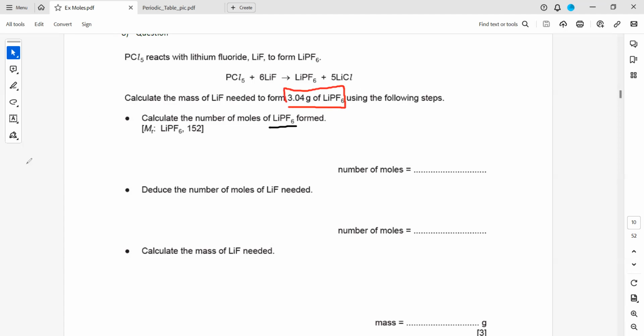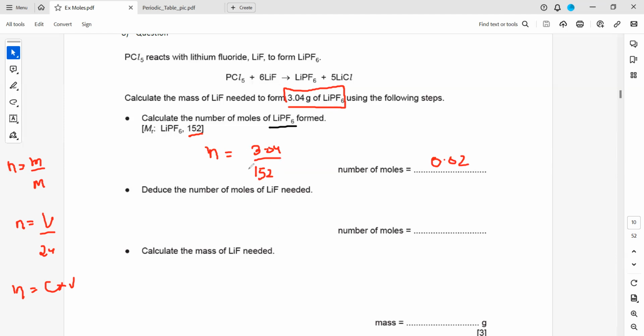So which formula is valid to use for the moles? We have three formulas. Moles equal mass in gram over molar mass. Moles equal volume of the gas divided by 24. Moles equal concentration into volume. So which formula should we use? The first formula. So when we use the first formula, moles equal mass in gram, which is 3.04, and the molar mass is already given, so you don't have to find it. It's given that LiPF6 has a molar mass of 152, so you divide by 152. So 3.04 divided by 152. This will give us the moles, which are 0.02. So we got 0.02 moles of LiPF6.